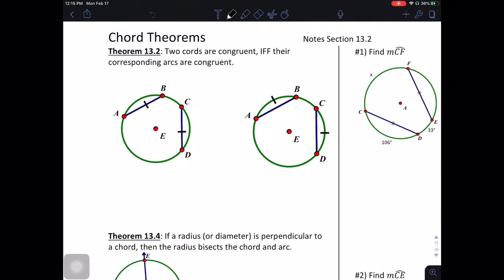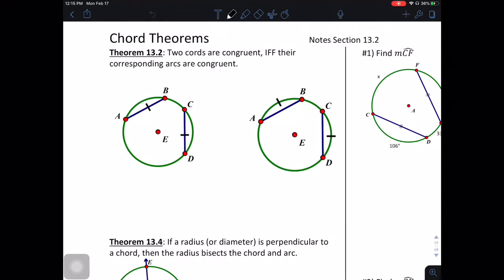Honors Geometry, section 13.2 notes. Chord theorems. Theorem 13.2. Two chords. Remember, a chord is a segment whose endpoints are on the circle. So, chord, chord, chord, chord.